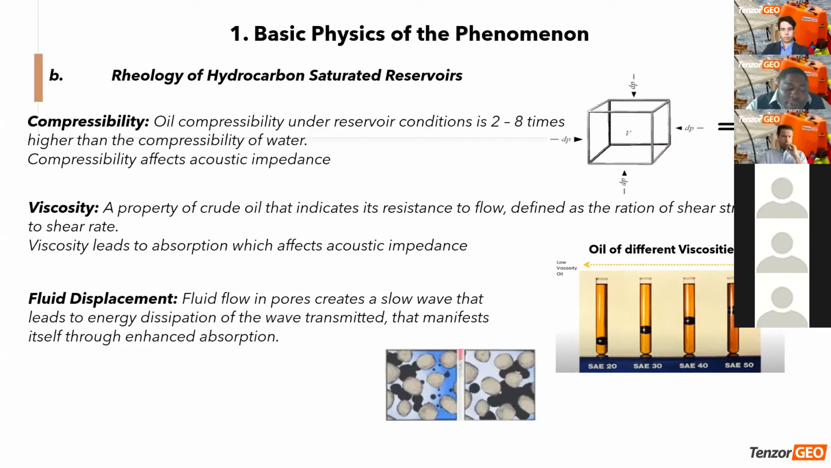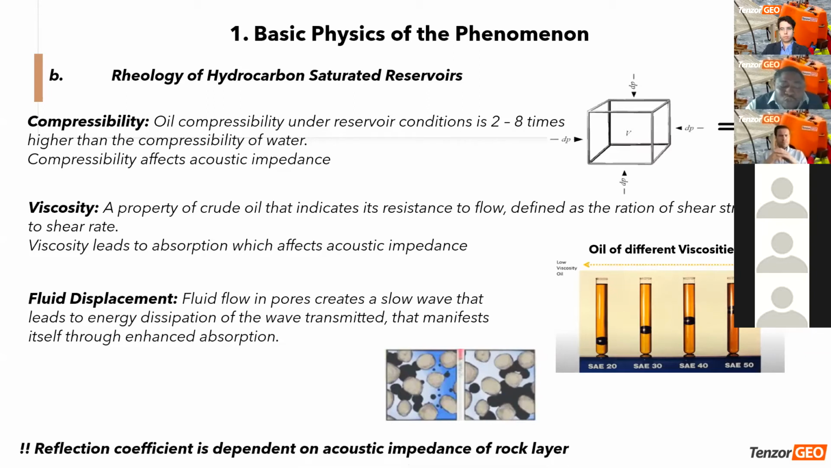Now, fluid flow in the pores of a rock media creates a slow wave, what we call a Crookes wave. This wave leads to the energy dissipation of the wave that is transmitted through it. Hence, it leads to absorption, which adds up to the total absorption, thus affecting the reflection coefficient.